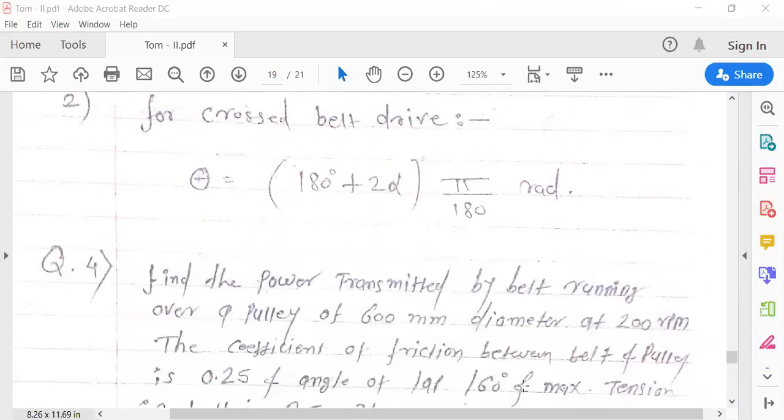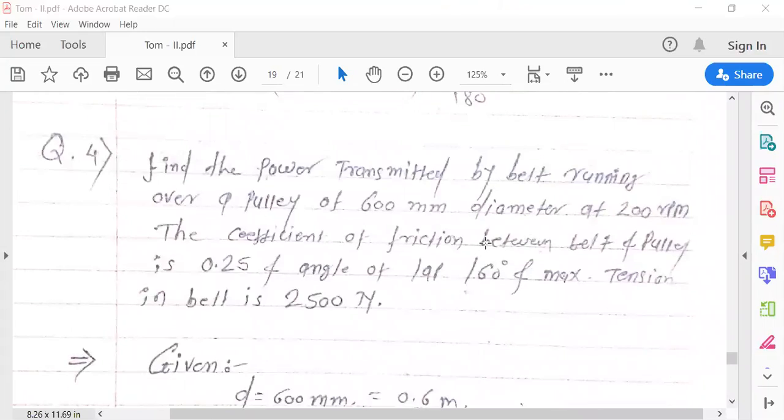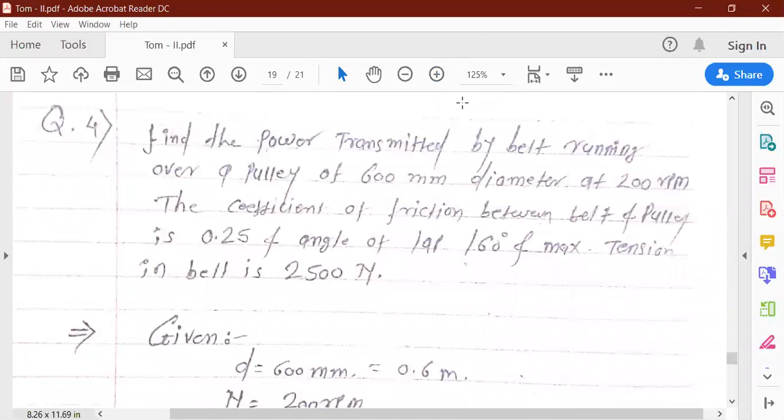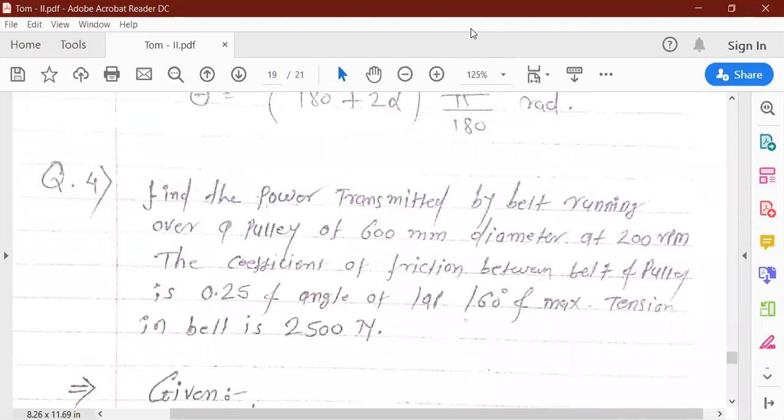Now we have started this numerical, so let's read this numerical again. Find the power transmitted by a belt running over a pulley of 700 mm diameter at 200 rpm. The coefficient of friction between belt and pulley is 0.25, the angle of lap is 160 degrees and the maximum tension in the belt is 2500 Newton. Then we have to find the power.